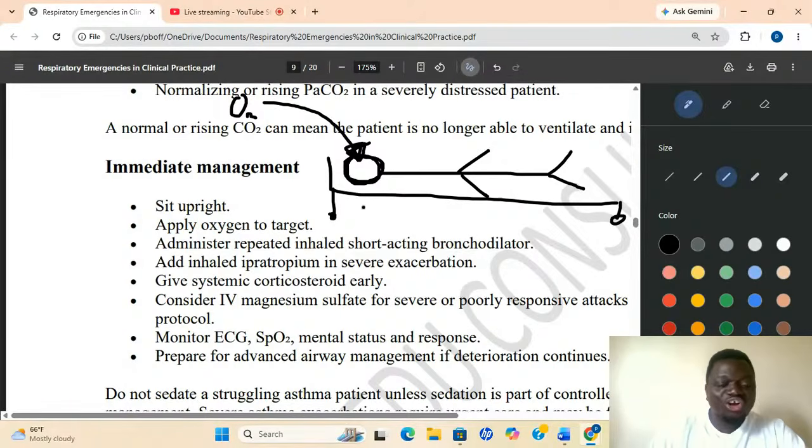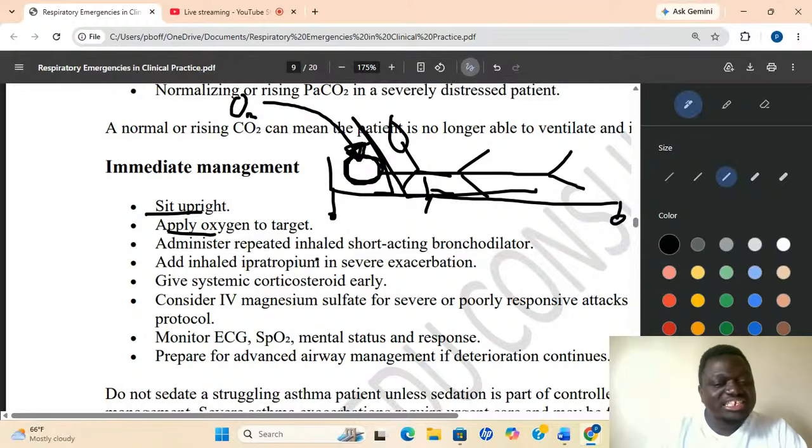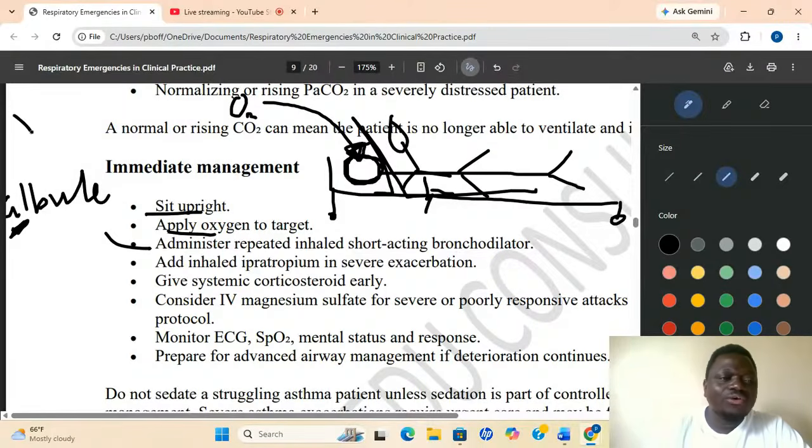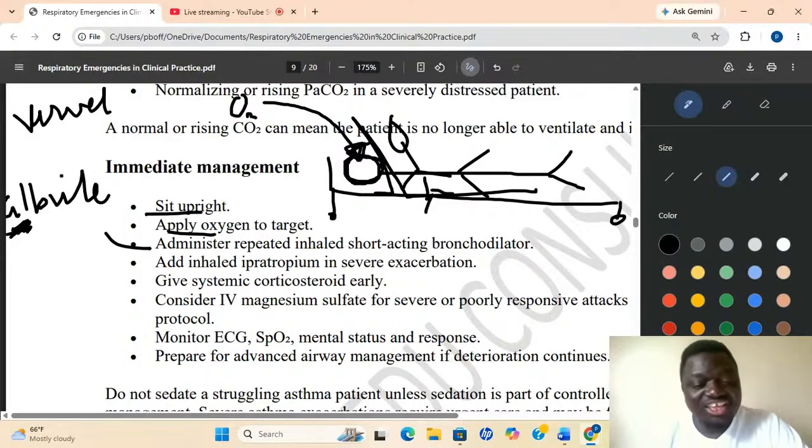Definitely, before you even go and get the oxygen, you lift their head up so they sit upright. Then apply oxygen and administer inhaled short-acting bronchodilators, albuterol. All these bronchodilators start with what? A vowel. Short-acting, albuterol.